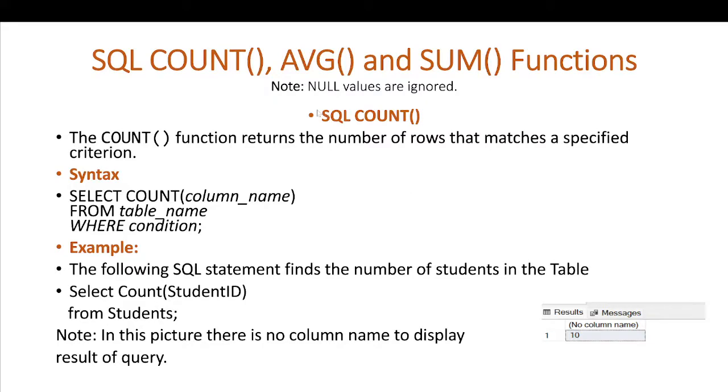First thing we need to remember is that null values are ignored while using these functions. First one is a count function, which helps you to return the number of rows that matches as specified, whatever where condition you give. The syntax will be select and count function, and which column you want to count and from which table, and if there is any condition. If you want, you can omit the condition.